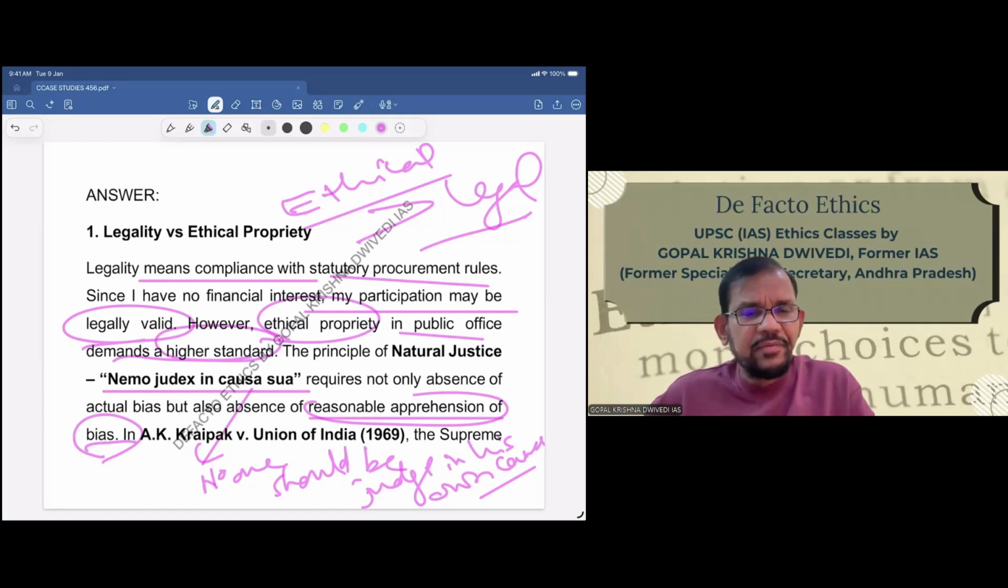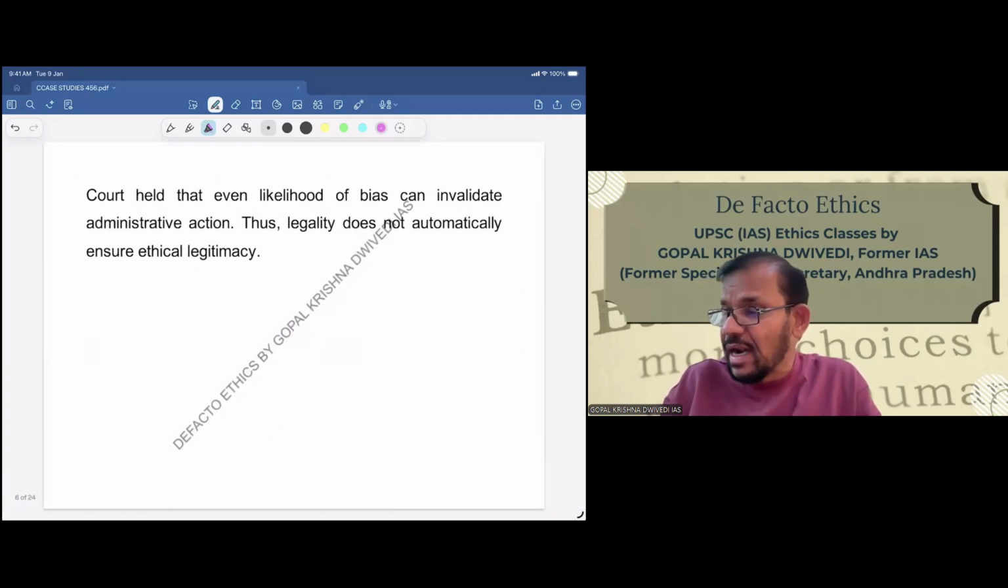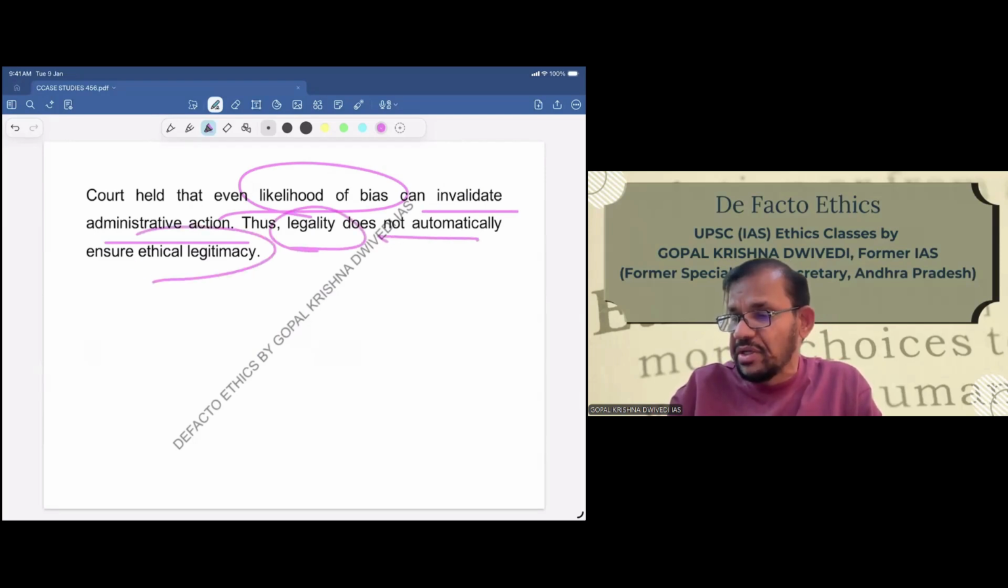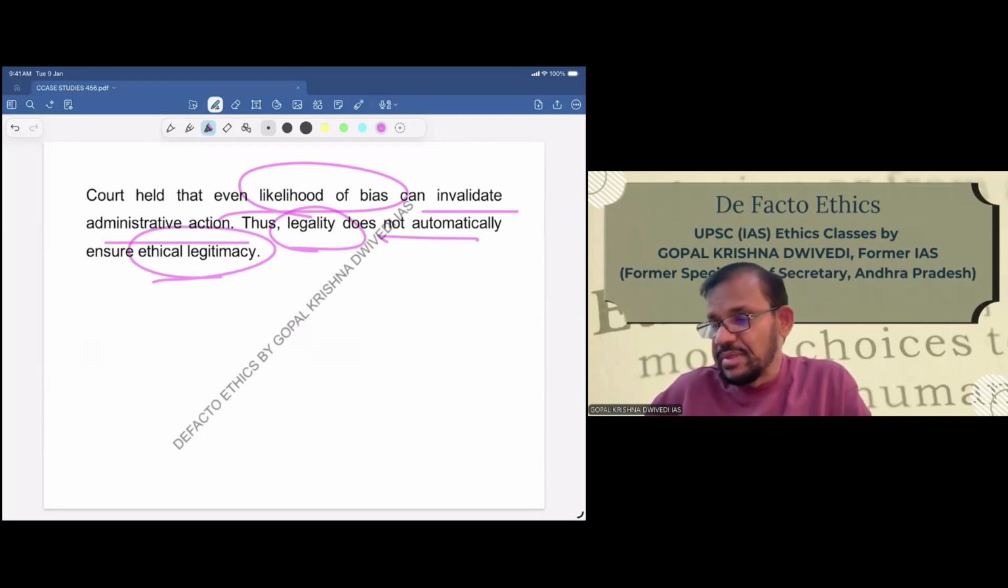I keep telling that we should quote the relevant Supreme Court cases also, if you remember and if required. Here the relevant case is A.K. Kraipak versus Union of India, 1969. In that case, the Supreme Court held that even likelihood of bias can invalidate administrative action. So the conclusion is that legality does not automatically ensure ethical legitimacy. Ethical legitimacy is at a higher standard than legal legitimacy. That's what we should understand.